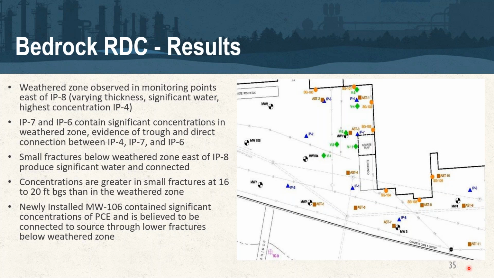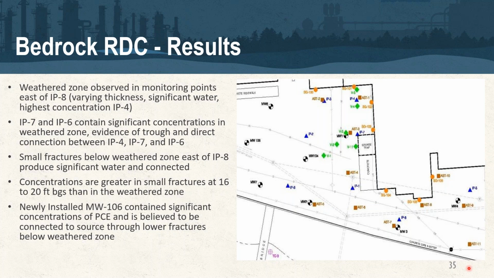Small fractures below the weathered zone east of 8 produce significant water. So once we get into that confident zone within the transition zone, there was a significant amount of yield from the groundwater within that system, and concentrations were greater within those fractures between 16 and 20 foot below ground surface than they were in the weathered zone itself.